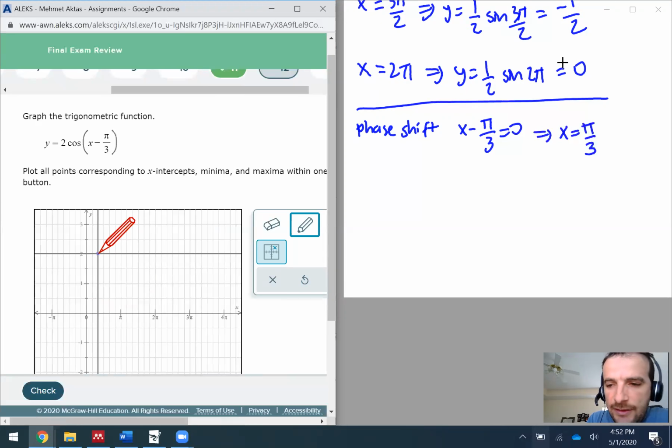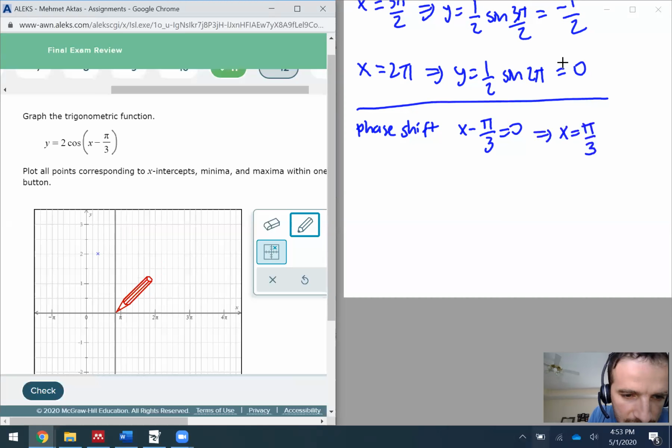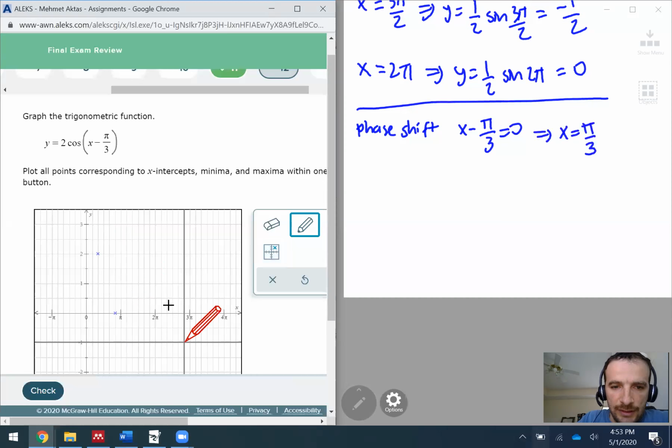And then our next crucial point was pi over 2. Cosine pi over 2 is 0. We are going to shift it pi over 3 units to the right. So pi over 2 plus pi over 3 makes 5 pi over 6. And we are going to stretch it by 2, but since it is 0, you don't need to stretch it. So 5 pi over 6 is this point. Then next, maybe I can use my mouse for that.